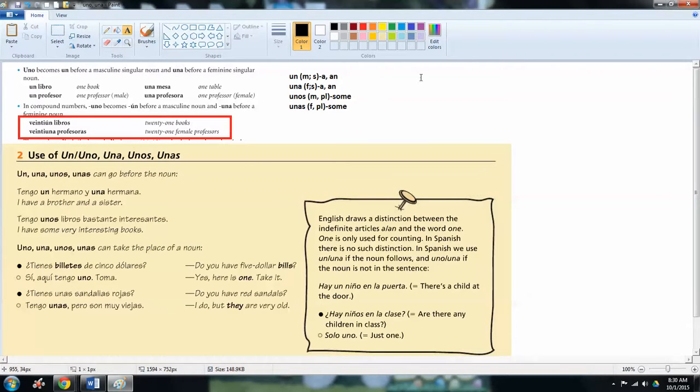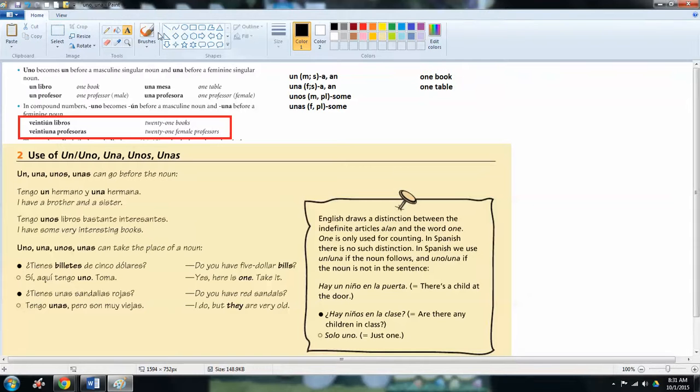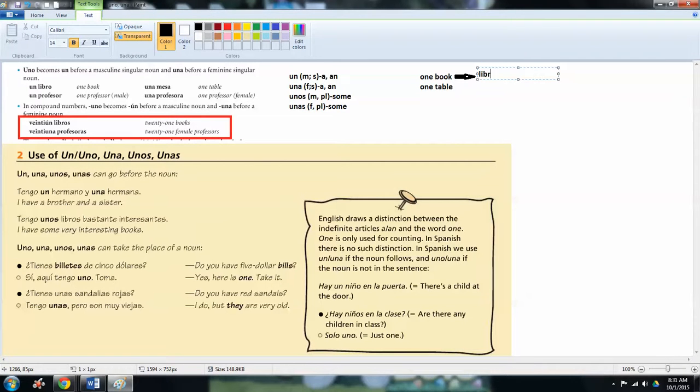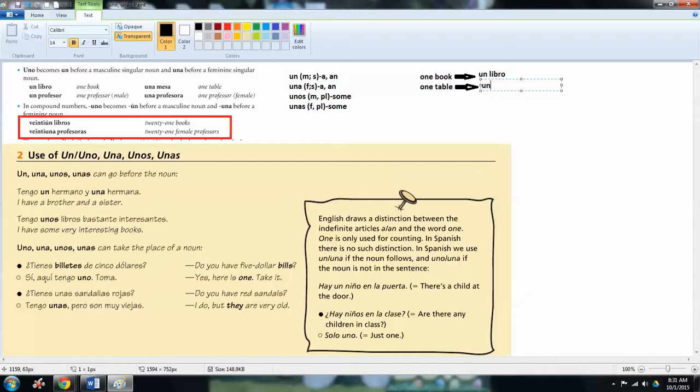So for example, if I have one book, one table. Okay, so book is a masculine word. So when I have one book, book is libro, okay? And the word is uno. That's how I would say one. But when I'm using one to describe something masculine, I drop the O and use un, okay? When I want to say one table, and table is a feminine word, one is uno, mesa's table, I can't use uno again. I make it una, okay?